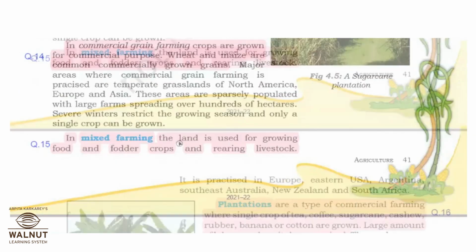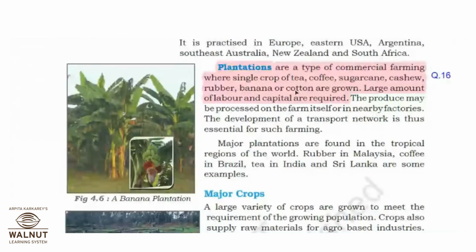You will get that answer in the next paragraph. Plantations are a type of commercial farming where a single crop of tea, coffee, sugarcane, cashew, rubber, banana or cotton is grown. A large amount of labor and capital are required. So this is known as plantation agriculture. The produce may be processed on the farm itself or in nearby factories. The development of a transport network is thus essential for such farming.